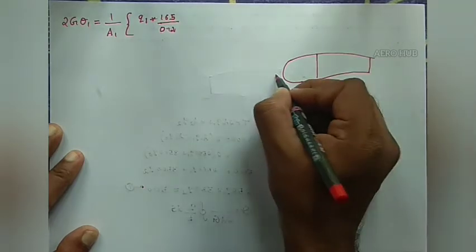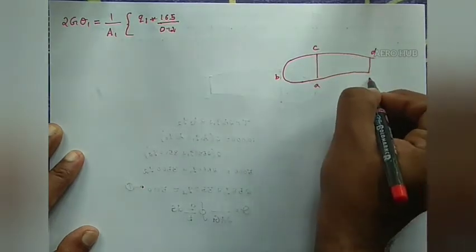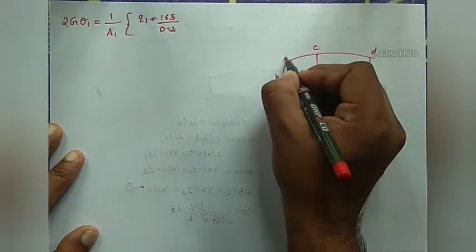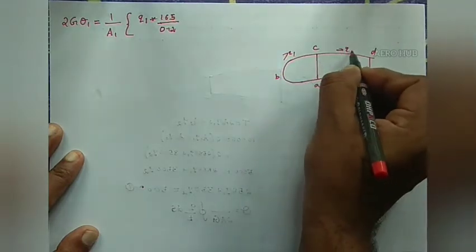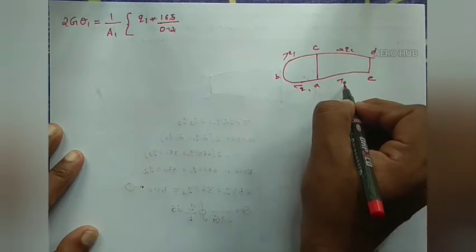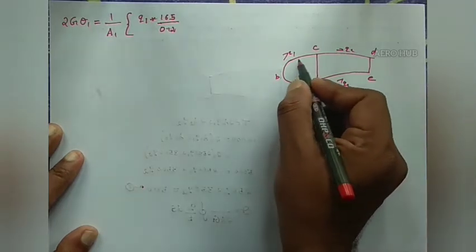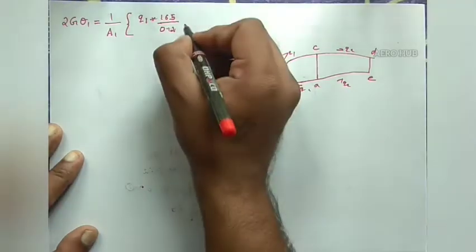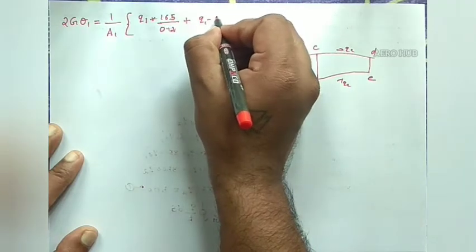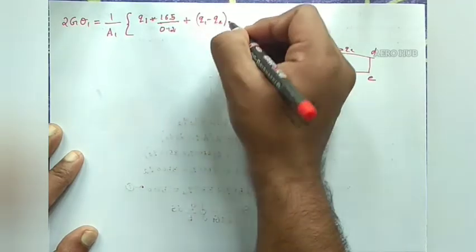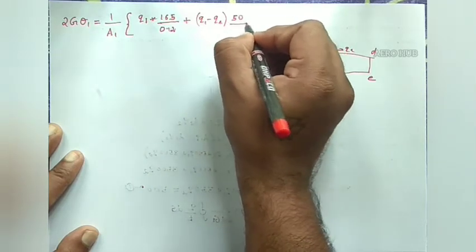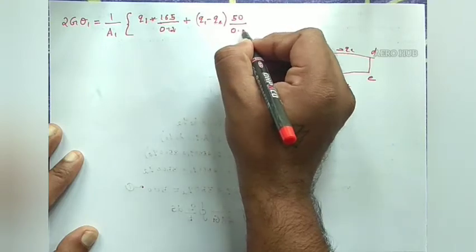This is A, B, C, D, E. Now we have to consider this is Q1, this is Q2, this will be Q1, this will be Q2. Okay, so this is for ABC. Now for AC, it's a common web, so I will consider Q1 minus Q2 into the length of AC, which is 50 centimeters, divided by the thickness, which is 2 millimeters, so that will be 0.2.